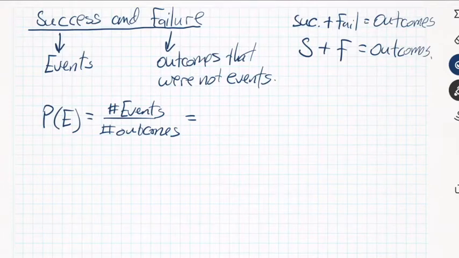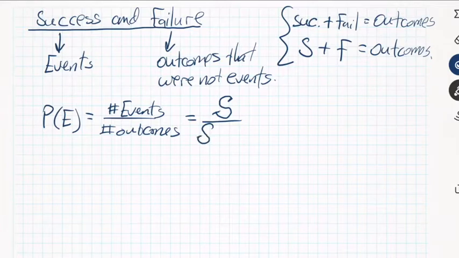All right. So with that in mind, if we're talking about our number of events, that's the same thing as successes. So I'll put an S up here. And I'll put a Superman S so it doesn't look like a 5. And then in the denominator, we're talking about the number of outcomes, but this becomes our successes plus our failures. So this is just a different way of looking at what a probability is.